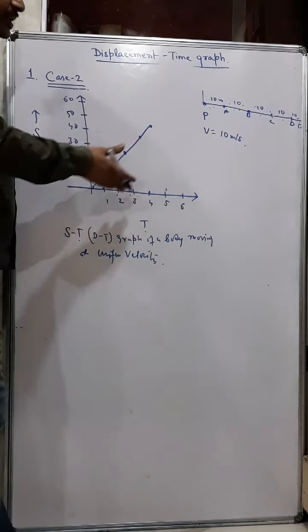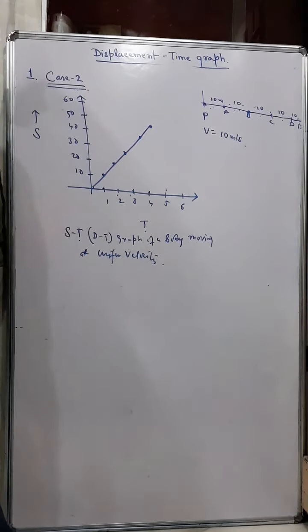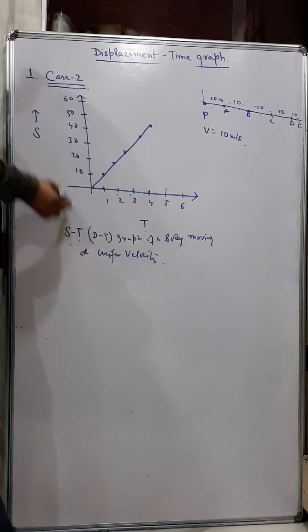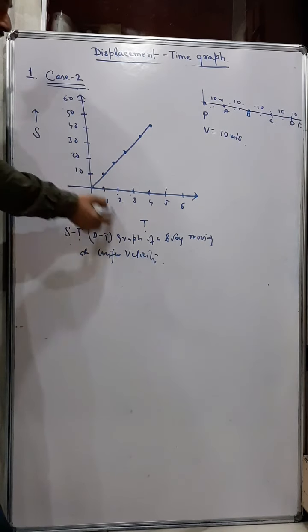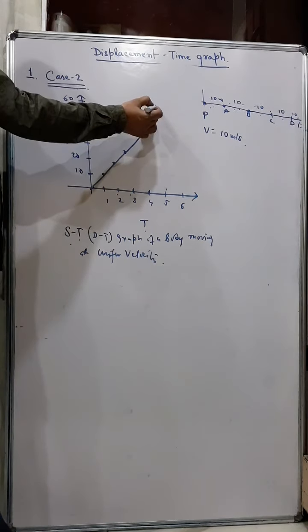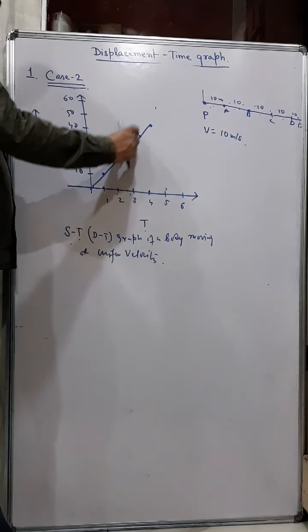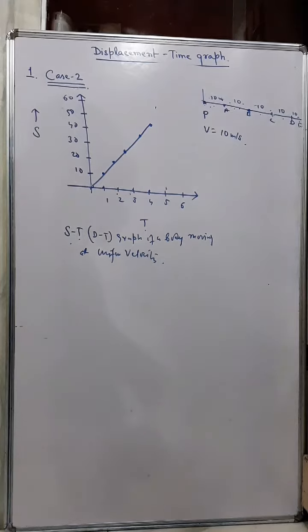And we can calculate the velocity from the graph. I will show you later, but first you copy this. So you understood this is uniform velocity. If you get a DT graph or an ST graph as a straight line like this, that means it is uniform velocity, because the body is traveling equal distance in equal intervals of time.